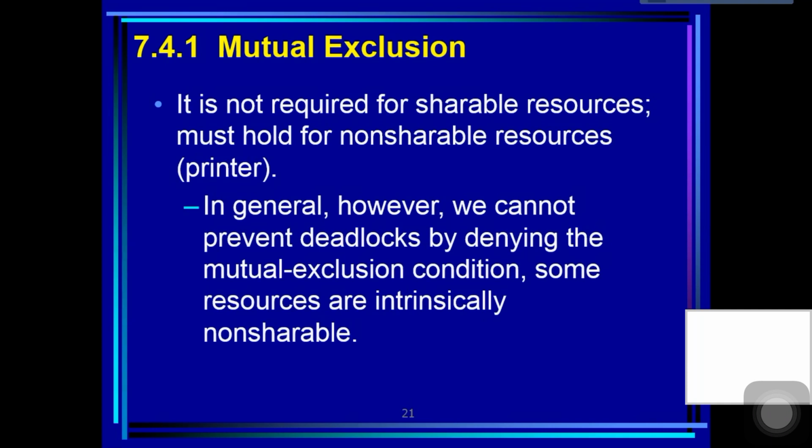Read-only files are a good example of a shareable resource. If several processes attempt to open a read-only file at the same time, they can be granted simultaneous access to the file. A process never needs to wait for a shareable resource. In general, however, we cannot prevent deadlocks by denying the mutual exclusion condition because some resources are intrinsically non-shareable. For example, a mutex lock cannot be simultaneously shared by several processes.